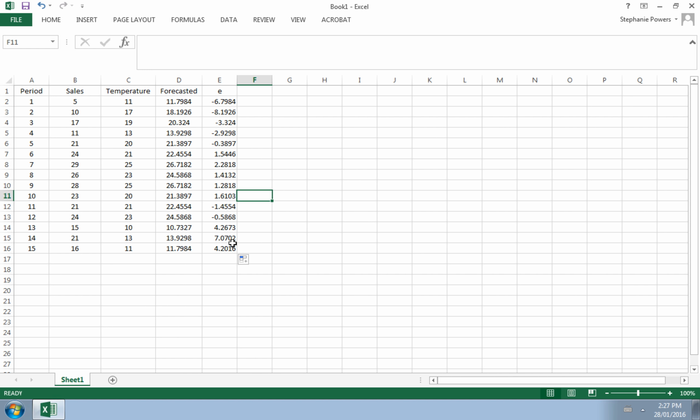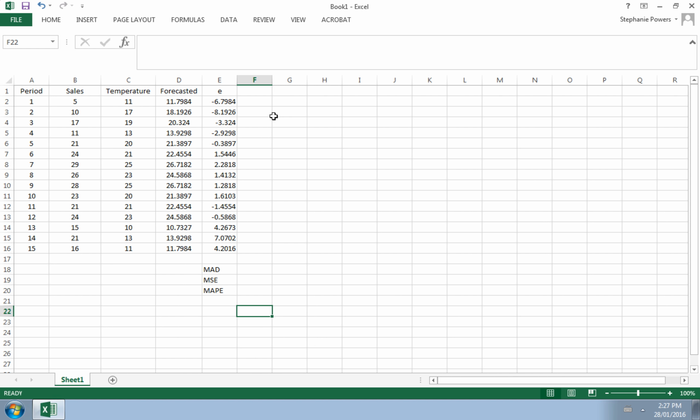Now, to see how well the overall model works at forecasting, we can calculate what we call the mean absolute deviation. We can calculate mean squared error, or we can calculate MAPE. These are all 3 measures of forecasting error. MAPE stands for the mean absolute percent error. So let's start with MAD, mean absolute deviation.